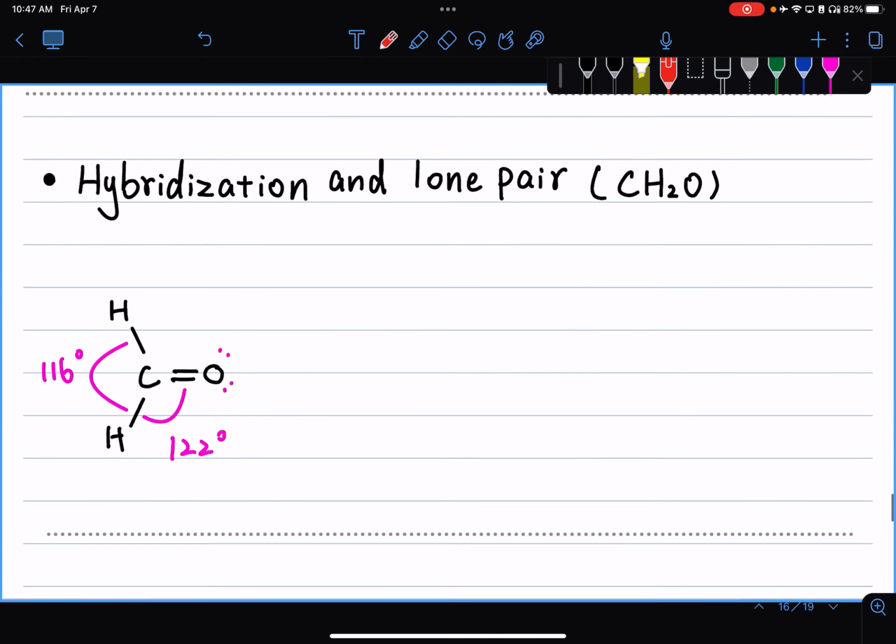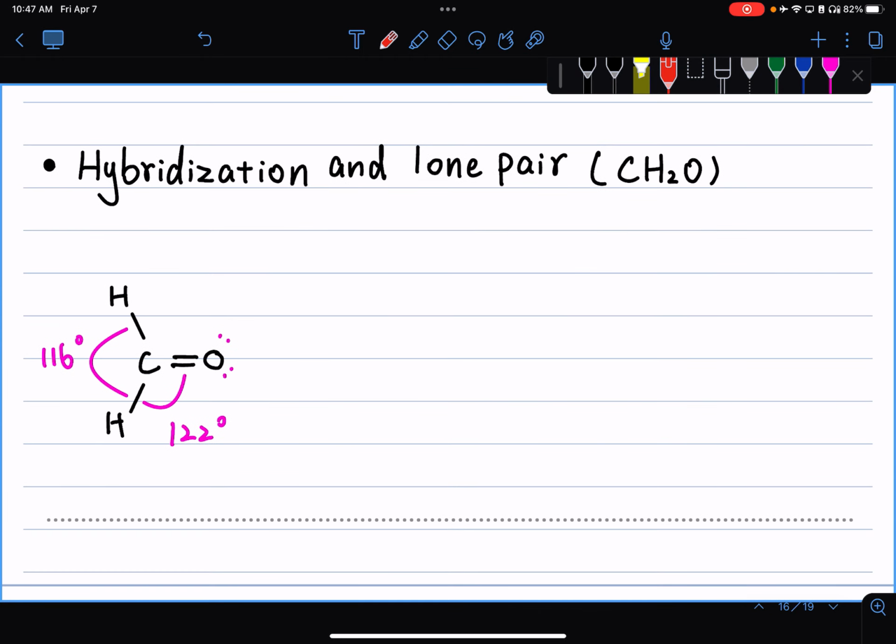And one last thing, this one is a nice practice. You can do it yourself. Instead of just carbon, now we have oxygen with lone pairs. You can practice doing valence bond theory and hybridization on that.